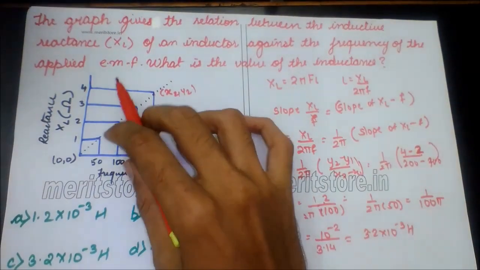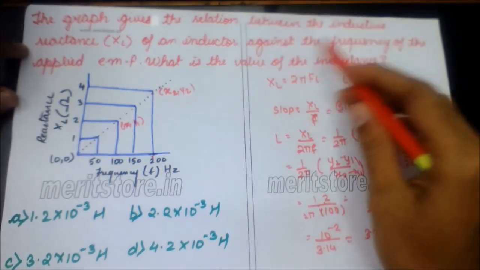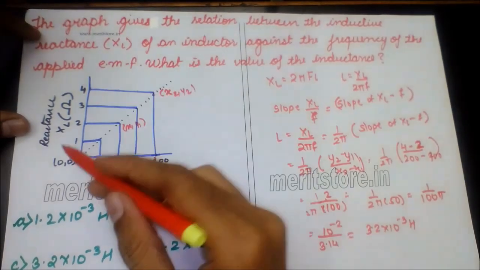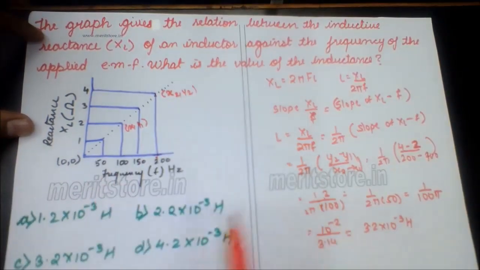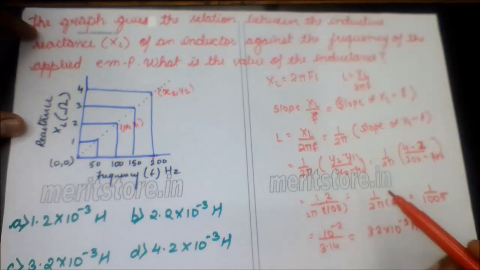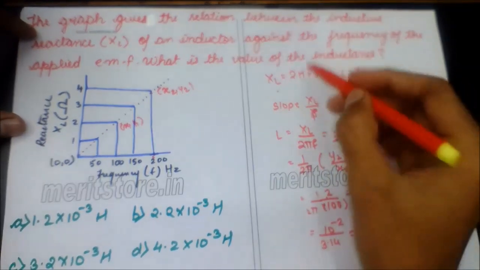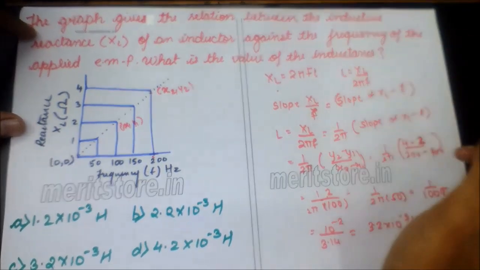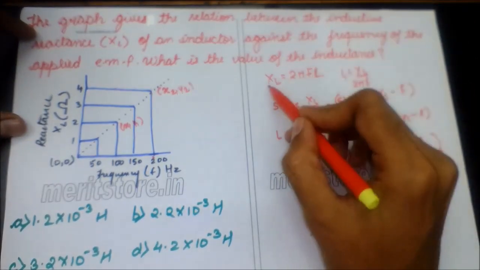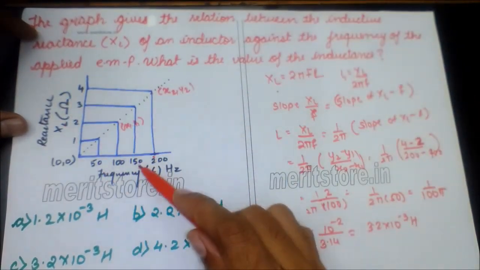Next sum: the graph gives the relation between the inductive reactance of an inductor and the frequency of the applied EMF. What is the value of the inductance? So here is a graph of the inductive reactance against the frequency, and we need to find the value of the inductance, for which we have four options. The inductive reactance is XL equals 2 pi F multiplied by L, where the inductance L will be equal to XL upon 2 pi F. So we have a graph of XL upon F.